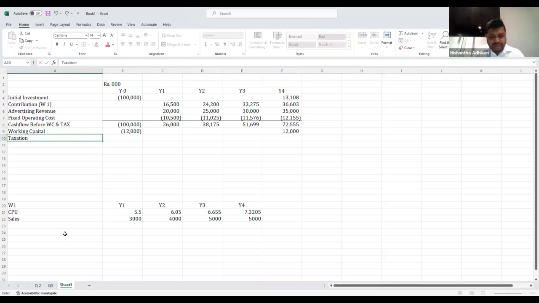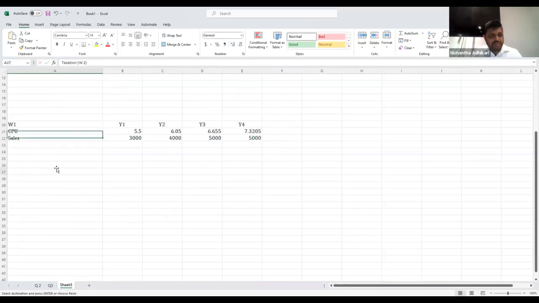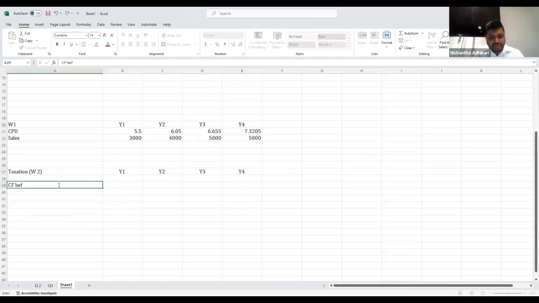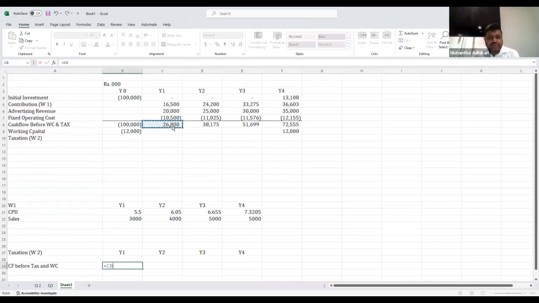Then taxation, I'll put working number two. Taxation, working number two. I'll take cash flow before tax, that and working capital. These are the cash flows.